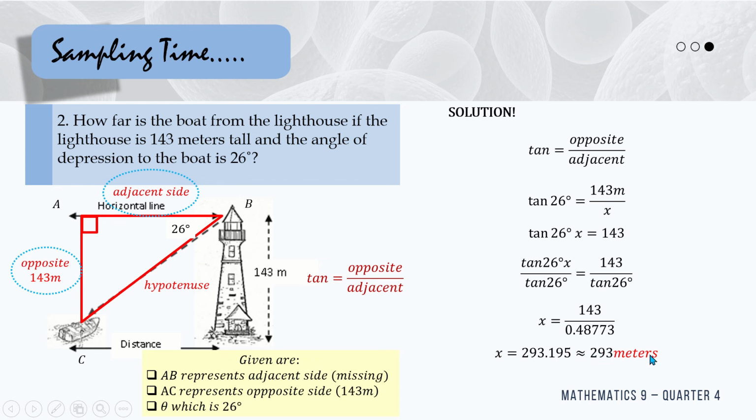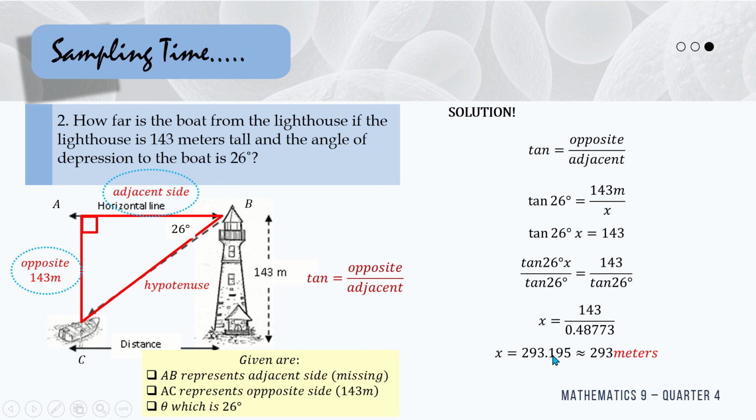Approximately 293 meters. Why did I make it a whole number? You can also use 2 decimal places, which is 293.19. Now remember, for 2 decimal places, our basis for rounding off is the 9. The number that follows the 9 is 5. Remember? 5 and up: 5, 6, 7, 8, 9. Plus 1 to the digit being rounded off. So, since it's 5, plus 1 to the 9. So, the 9 becomes 0, then the 1 becomes 2. So it becomes 293.2.